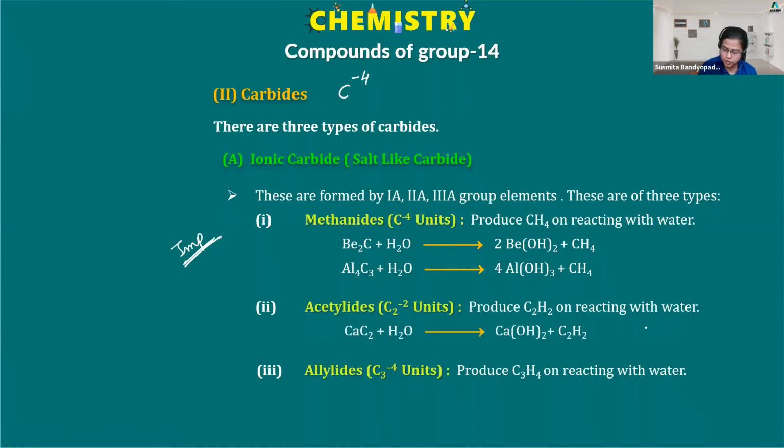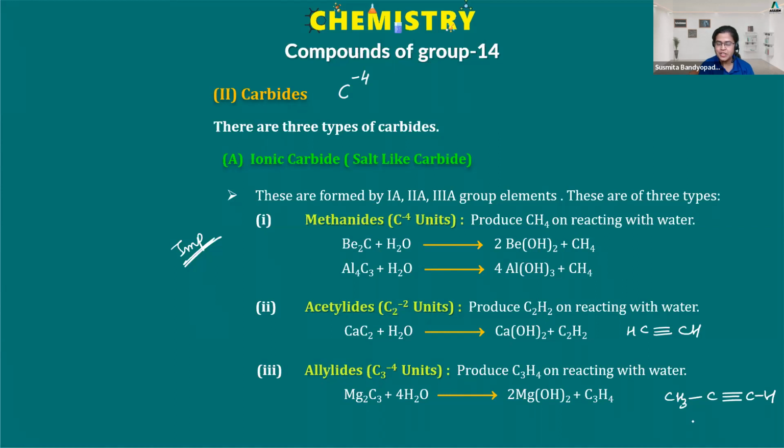CaC2 on hydrolysis will produce ethine. And Mg2C3 will produce C3H4, propine. Very important. Fine. So we'll just close our eyes and say methane is obtained by the hydrolysis of Be2C and Al4C3. Calcium carbide on hydrolysis produces ethine. Magnesium carbide on hydrolysis produces propine. Okay, got it? Followed. And you remember this.